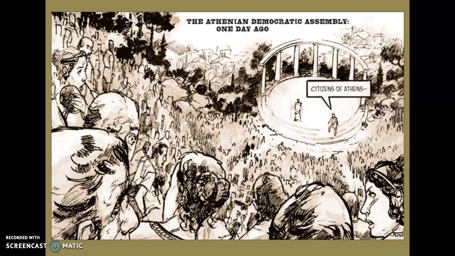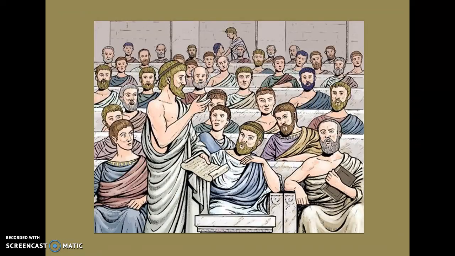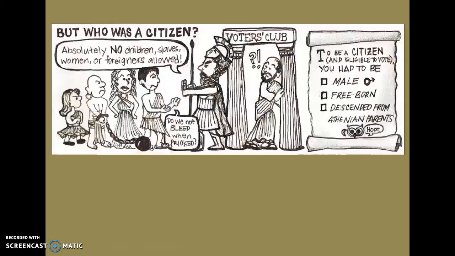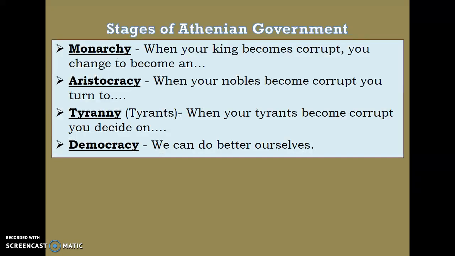So democracy was born in Greece. Discussion, debate. And remember, really the only people that could partake in all of these new ideas of democracy were male landowners, for the most part. Monarchy, when your king becomes corrupt, you change to an aristocracy. When your nobles become corrupt, you turn to a tyrant. When they become corrupt, you turn to democracy, where it's power to the people. People make the changes they feel are necessary.